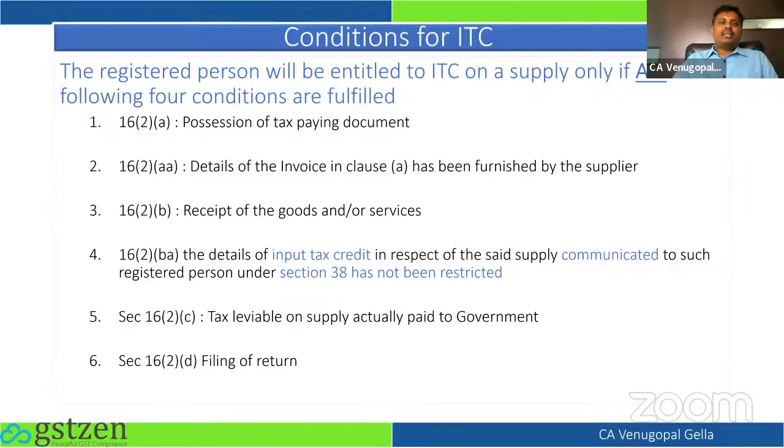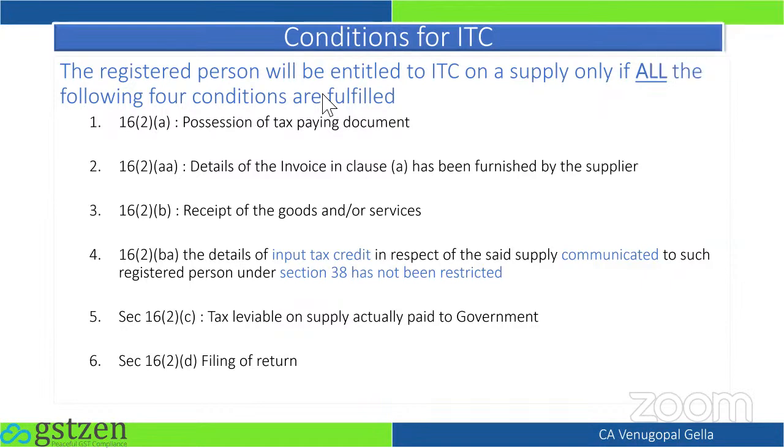Then you have a condition which is receipt of goods and services. Mere invoice is not sufficient. It will be tantamount to bill trading or circular trading. Along with the invoice, you should have received the goods. Having been there in GSTR 2B, it shouldn't have been restricted by the government portal. Now, these are the two new conditions that have come.